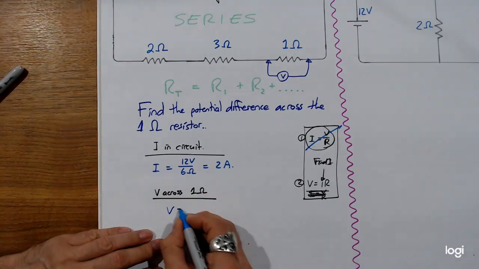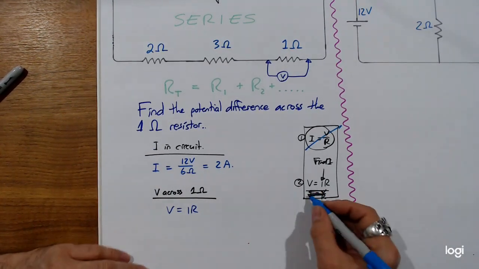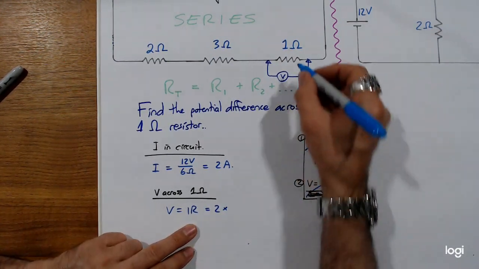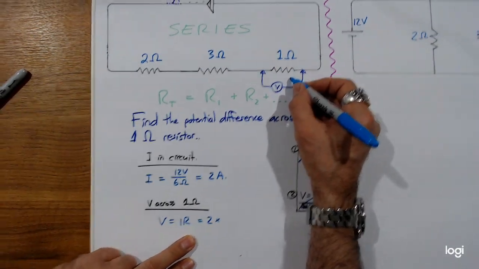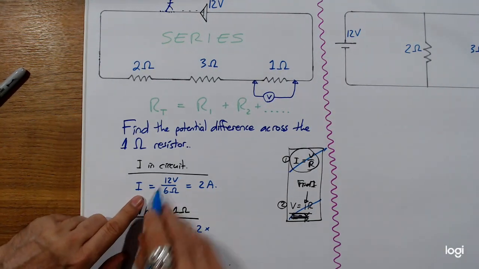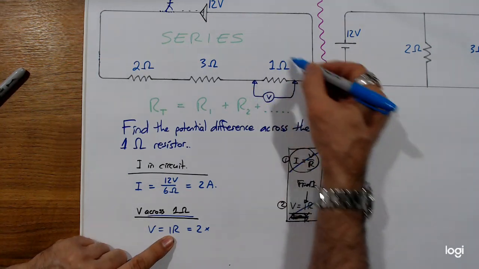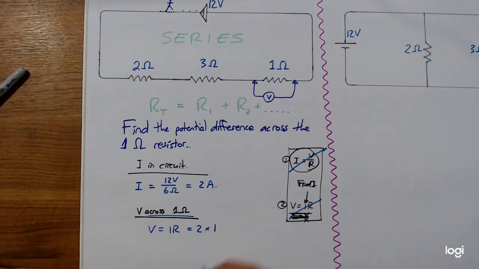Okay, V equals IR as per your plan. Equals, now you've got the I, 2 amps. That resistance, right? That was V equals IR for the whole thing. This one is just for across the 1 ohm resistance, so we're just focusing on this. 2 volts.